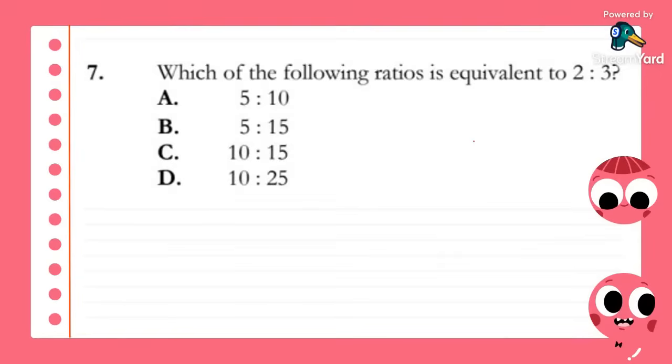How do we find equivalent fractions? We can find equivalent fractions by doing two things. We can find equivalent fractions by doing what and what? How can we create equivalent fractions or find equivalent fractions?